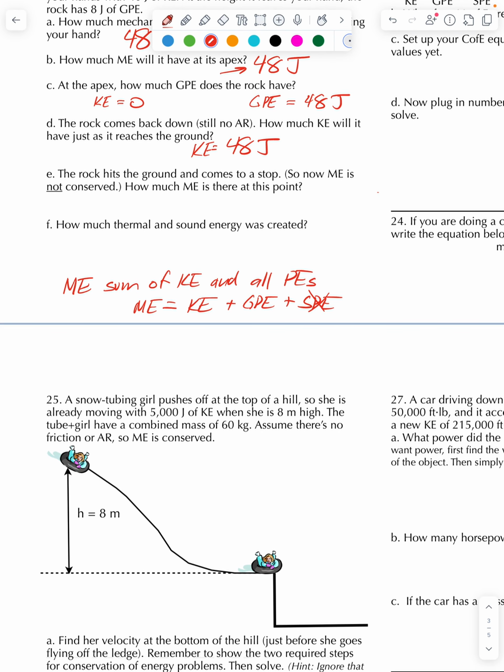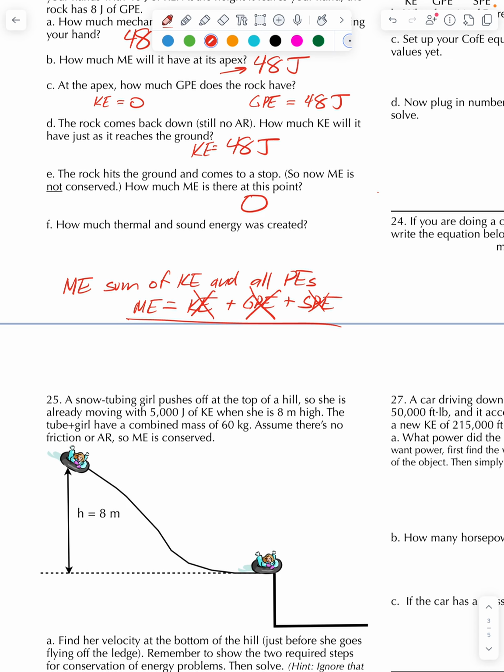Now, part E, we're going to get to a point where heat's created. And so now mechanical energy is not conserved. The rock hits the ground and comes to a stop. How much mechanical energy is at this point? Well, mechanical energy is the sum of the kinetic energy and the potential energies. Is it moving? No, it stopped, so no Ke. Does it have GPE? No, it's on the ground. And there's no SPE, so the mechanical energy actually is 0 at this point.